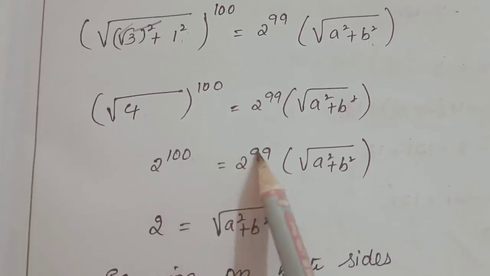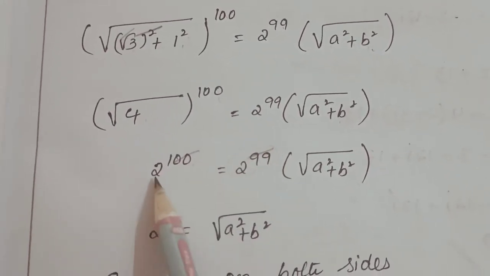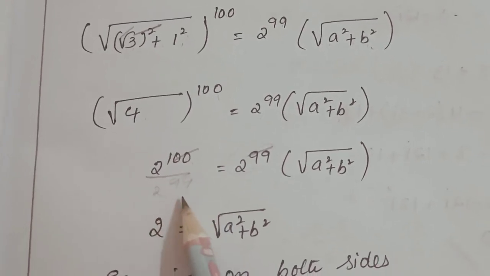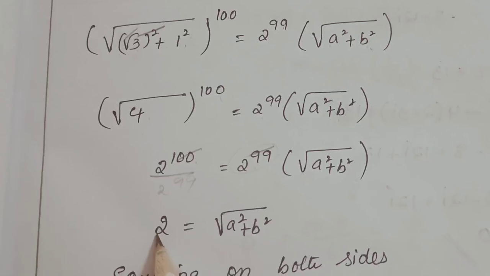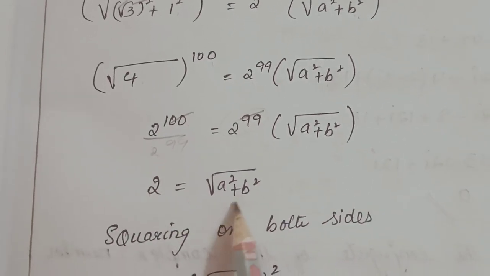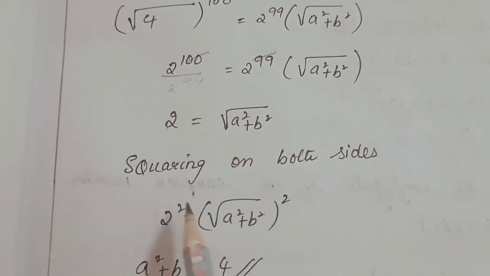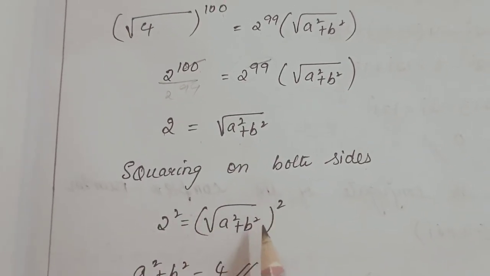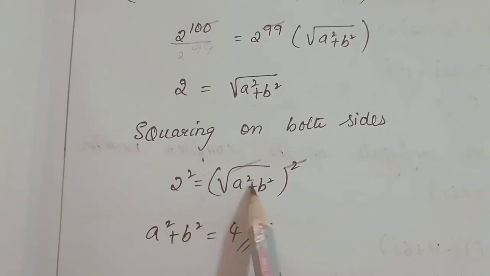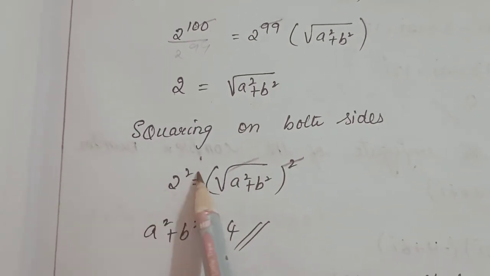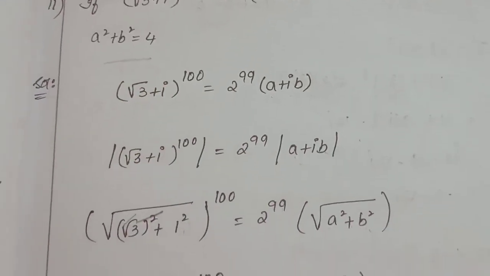Here 2 power 99 and 2 power 100 get cancelled. Taking this term to the denominator, 100 is there and here 99, so only one 2 is left, equal to under root a square plus b square. Again a root is there, so squaring on both sides. So 2 square is equal to under root a square plus b square whole square. The square and root get cancelled. A square plus b square is equal to 2 square, which is 4. So hence proved.